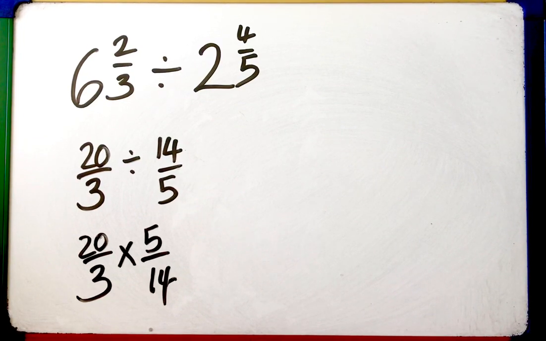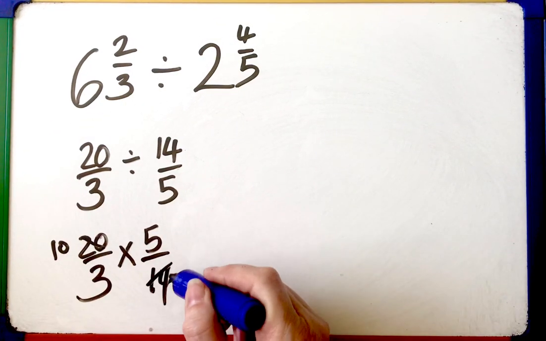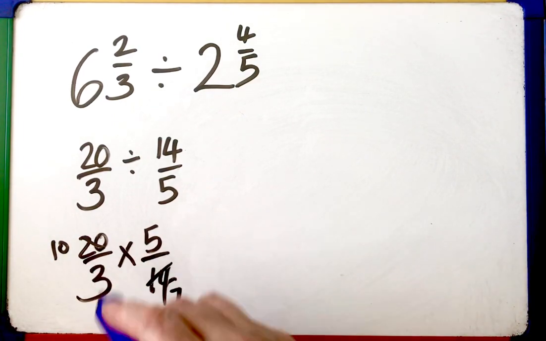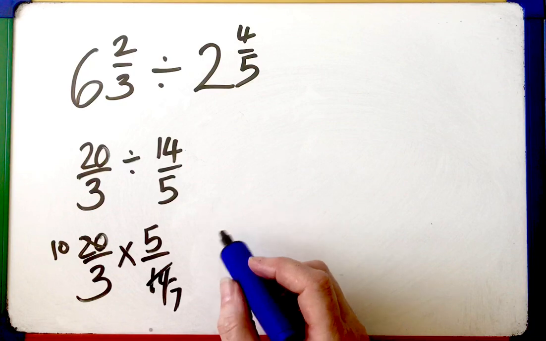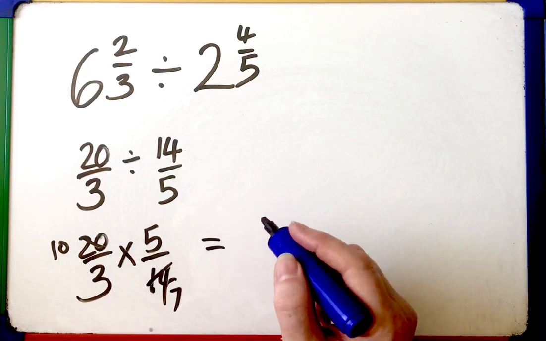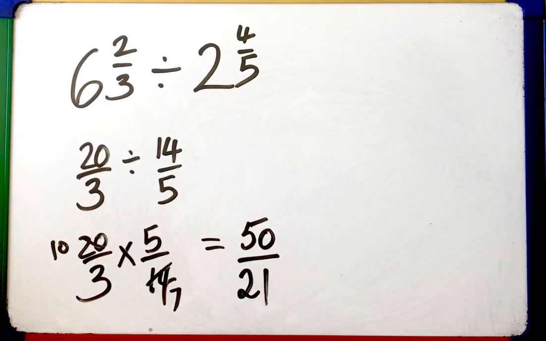I think I'm going to cancel the 20 and the 14. I'm going to divide them both by 2. So that becomes 10 and that becomes 7. Again, if you don't really know what I'm doing here, watch the video on cancelling fractions. Now I do my times tables. 10 times 5 is 50, 3 7s are 21.